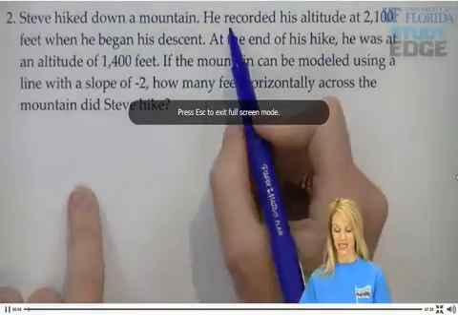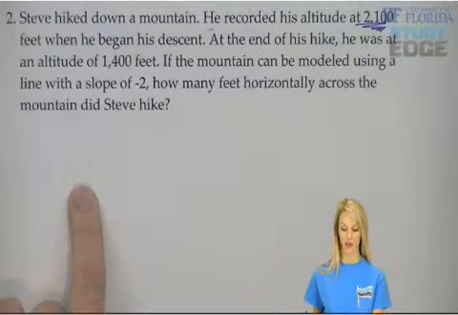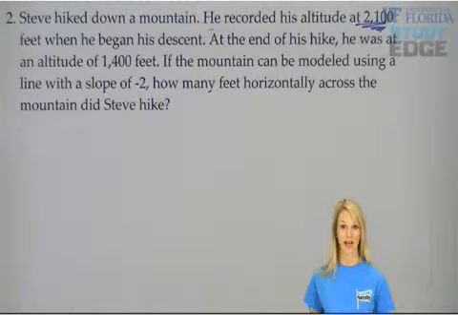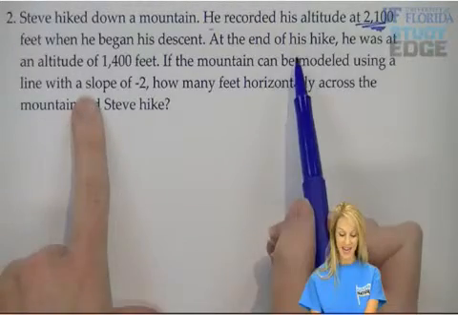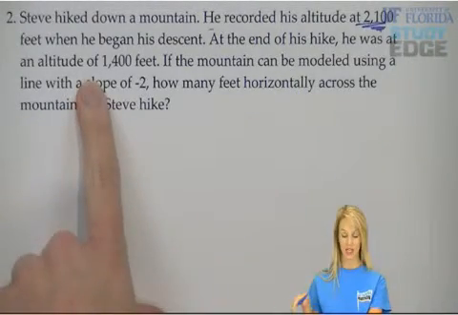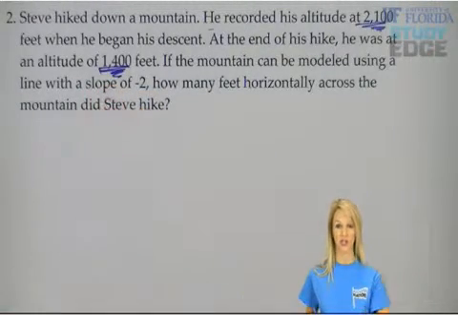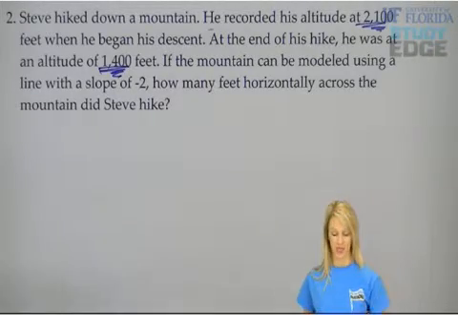So Steve is hiking down the mountain. He started at 2,100 feet. So his altitude, his height on the mountain, was at 2,100 feet when he began. Now, he's hiking down the mountain. At the end of his hike, when he finally finished, he was at 1,400 feet. So he started at 2,100, hiked down for a while, and now he's at 1,400.